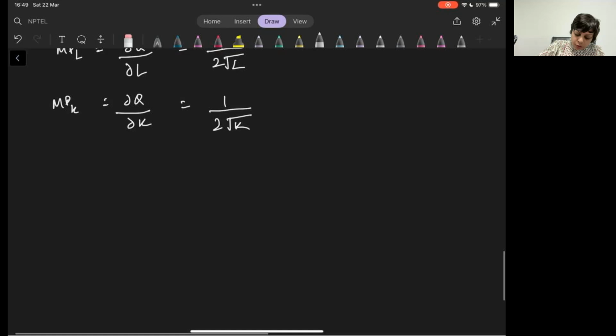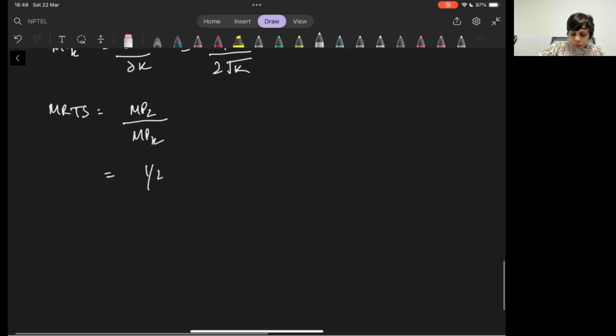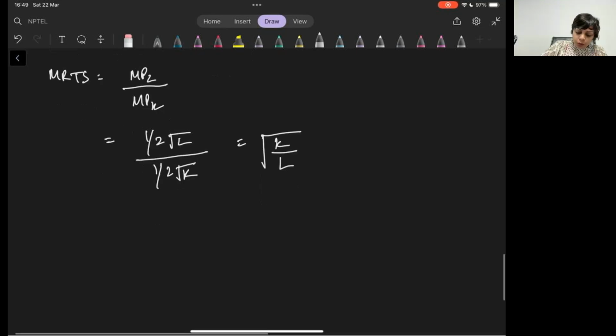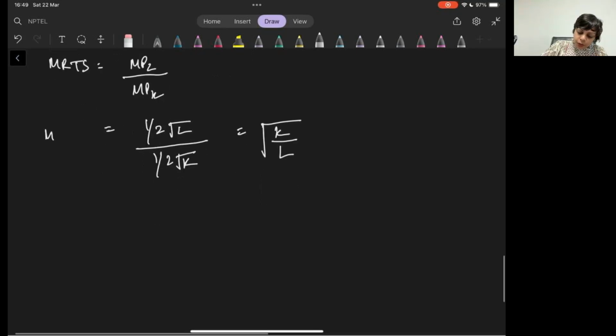Now, MRTS is MPL by MPK. Therefore, this is 1 upon 2 root L upon 1 upon 2 root K. This is basically just root K by L. So you have an expression for MRTS here.